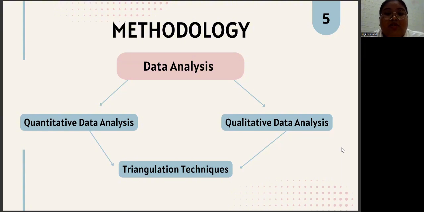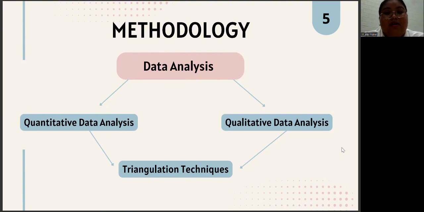Percentages were used to determine student preference and responses to the new teaching materials compared to the existing teaching materials. While in qualitative analysis, qualitative data were collected through classroom observations and interviews with students. Qualitative data was used to confirm and enrich the quantitative analysis results from the questionnaire. Qualitative analysis was conducted to deeply understand student perceptions, needs, and feedback on the teaching materials.